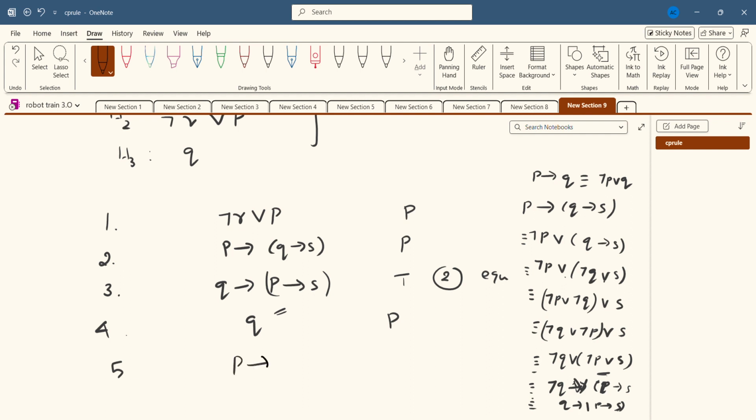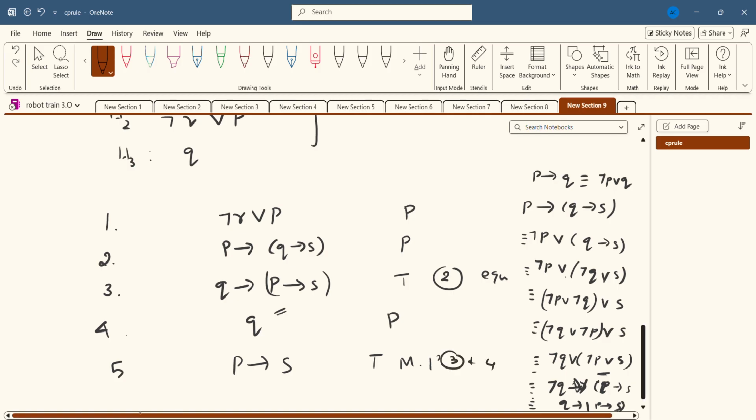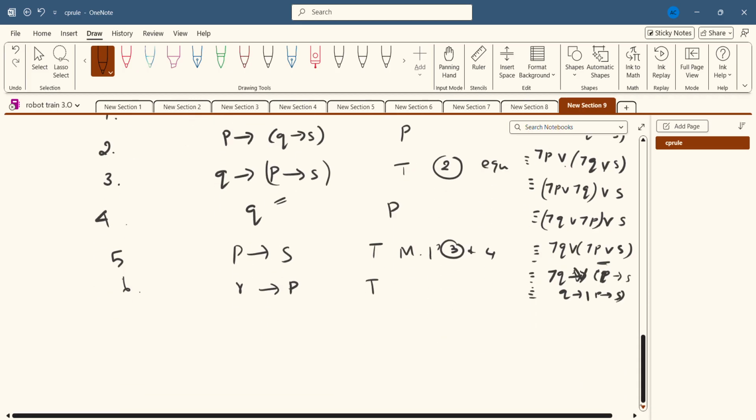Therefore P conditional S. So here I am going to apply modus ponens using equations 3 and 4. And the sixth one will be for the first one. What is the first equation? Negation R union P. So R conditional P. So I am going to apply rule T, equivalence involving conditional, by using equation 1.